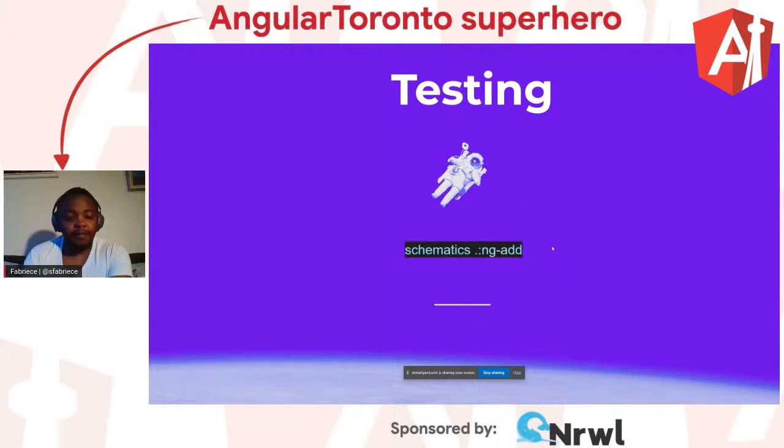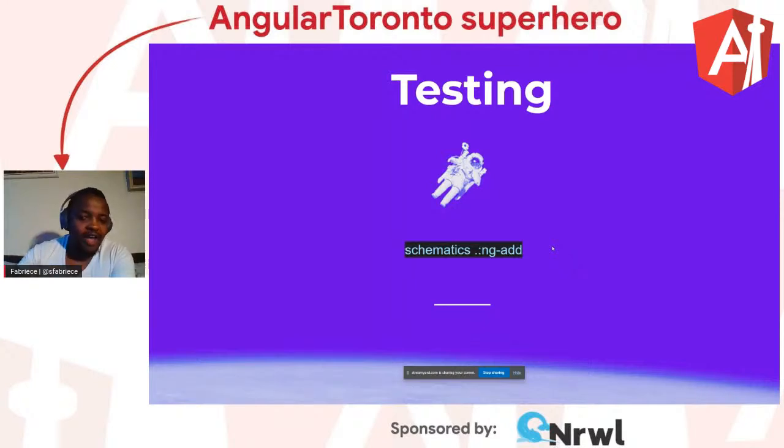the schematic, you run schematic. This is basically the global schematic you've installed. And then the starting period is basically pointing to the project you have. And then the ng-add is the schematic you want to run. So in our case, when you do ng-add, it's actually going to look for a schematic called ng-add. It's a specific schematic.